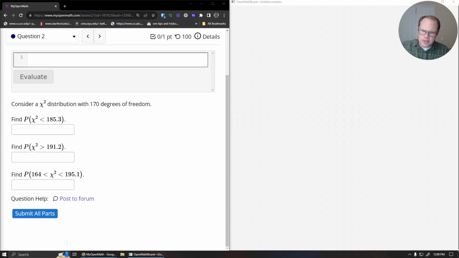Consider a chi-square distribution with 170 degrees of freedom. We want to find the probability that a randomly chosen chi-square variable is less than 185.3. We want to find the probability that a randomly chosen chi-square variable is greater than 191.2. And we want to find the probability that a randomly chosen chi-square variable is between 164 and 195.1.